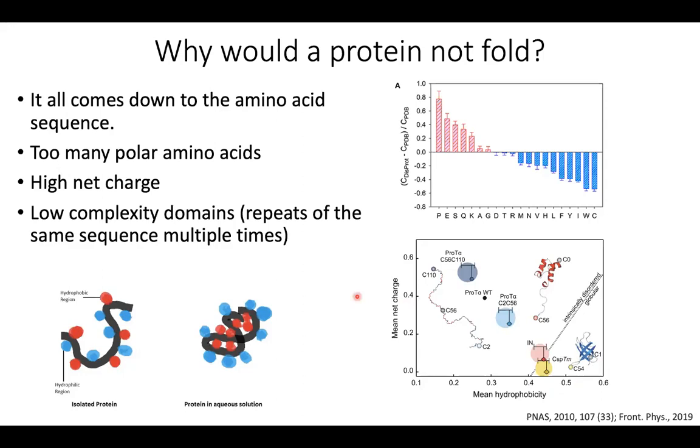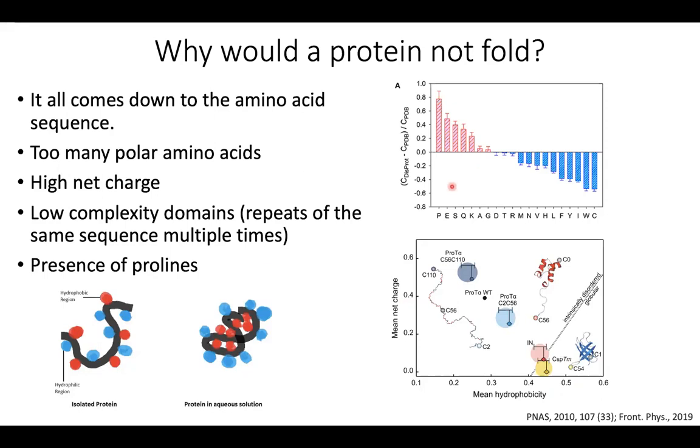Another factor that also favors the formation of disordered protein is something we call a low complexity domain. A low complexity domain occurs when you have repetitions of the same sequence multiple times. For example, you have a glycine and a serine, and the same glycine-serine repetition multiple times in a protein. That also does not allow a protein to fold.